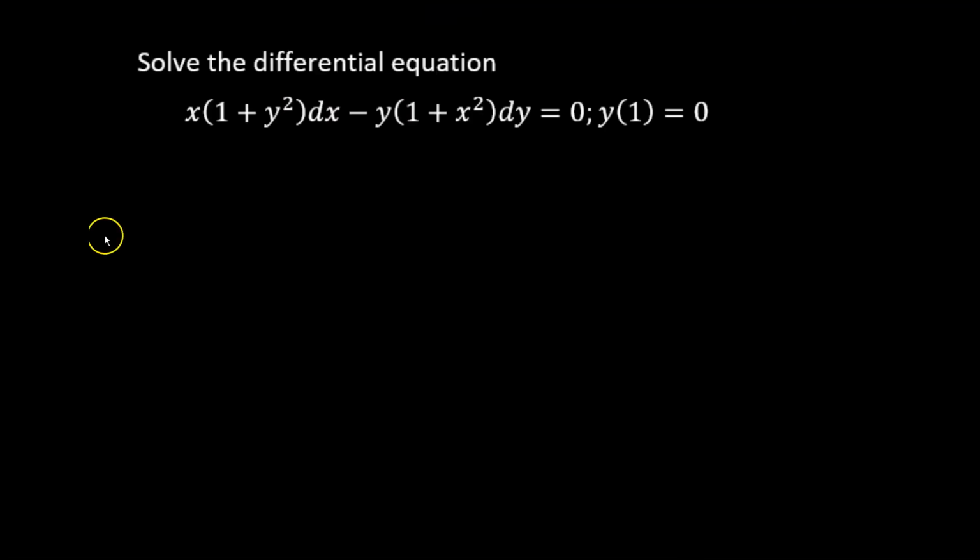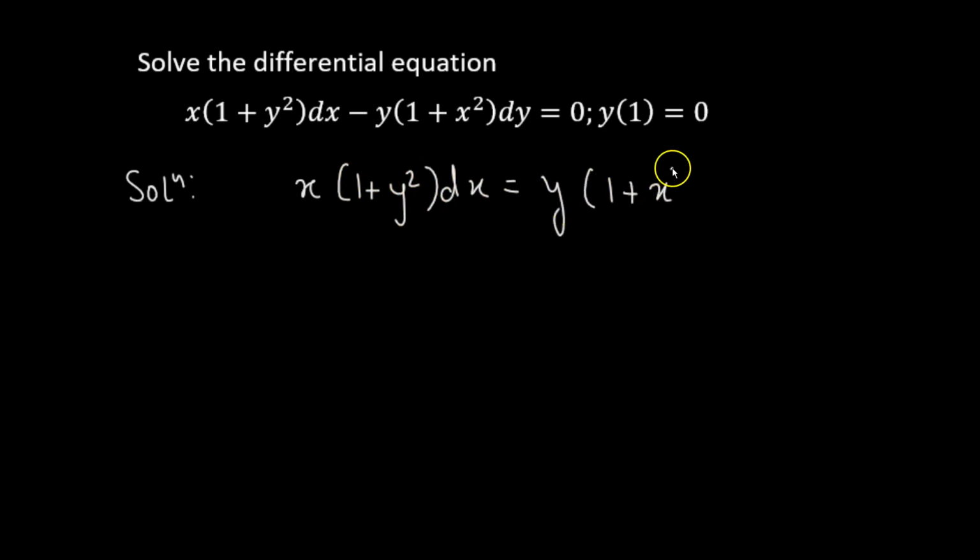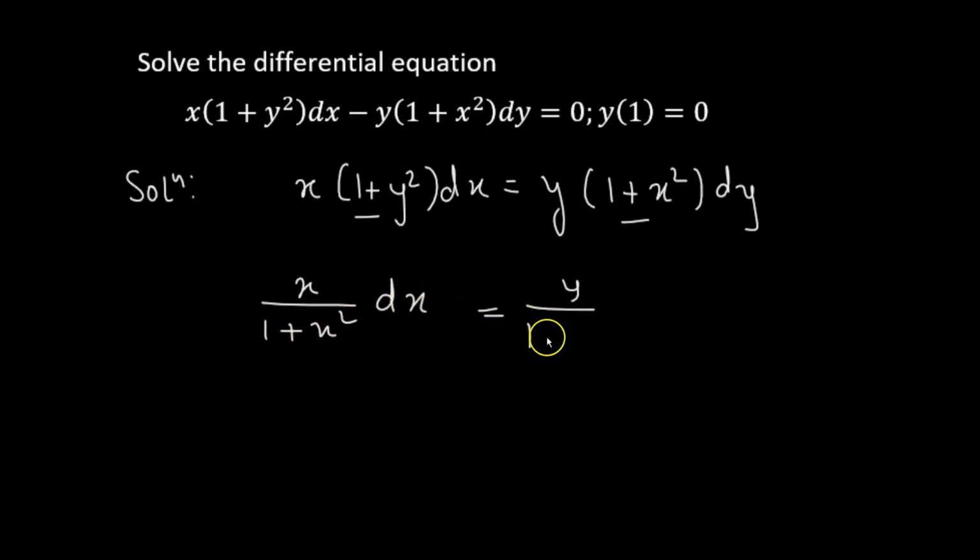So here, problem number 3, we have another differential equation. Let's begin. We'll first try to separate the differentials. That gives us x times (1 plus y squared) dx equals y times (1 plus x squared) dy. We're going to divide both sides by 1 plus y squared and 1 plus x squared, the product of these two functions. That should give us x divided by 1 plus x squared dx equals y divided by 1 plus y squared dy.